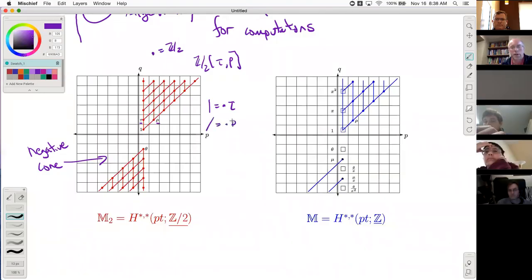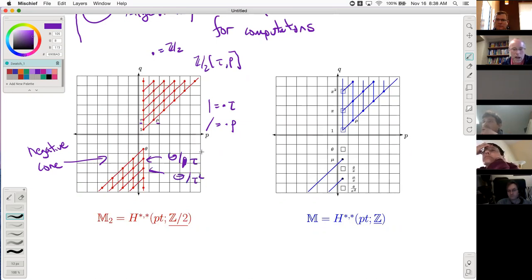Diagonal line means multiplication by rho. So now you understand the polynomial aspect of it. Here we have a class theta. This class here is theta over tau. Next class is theta over tau squared, etc.